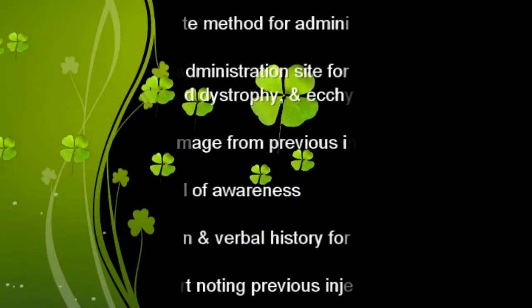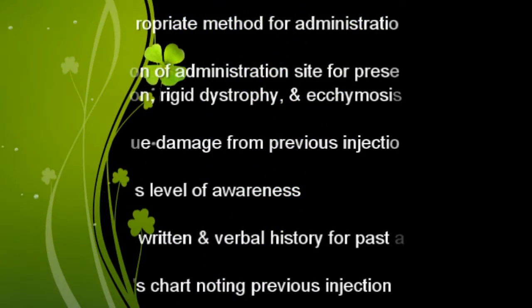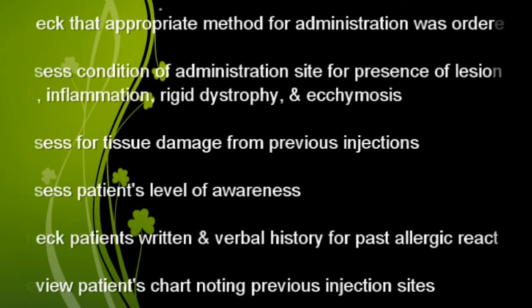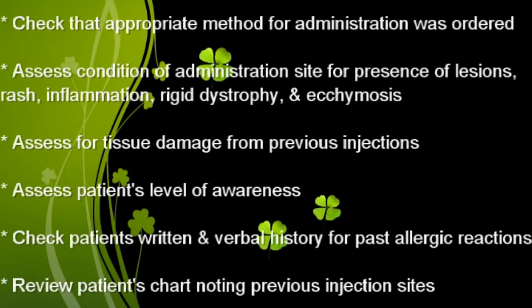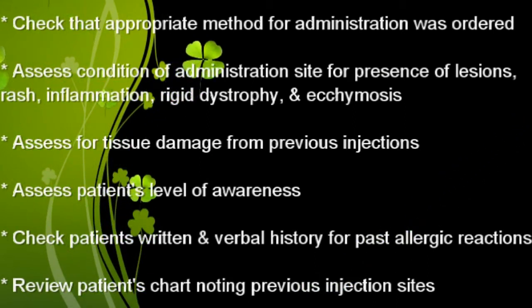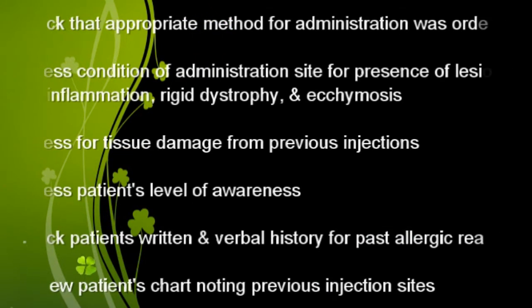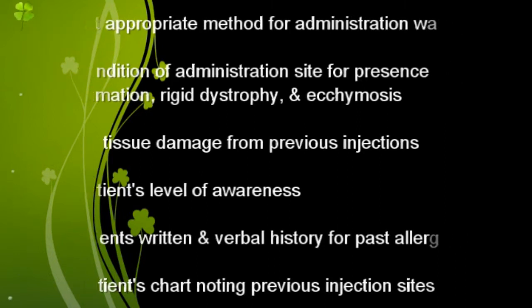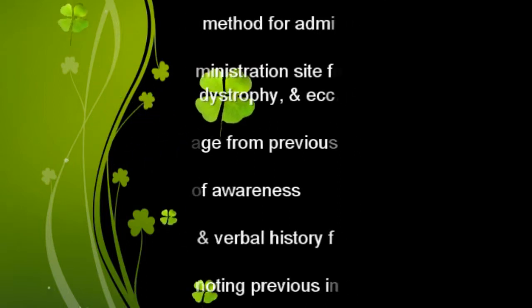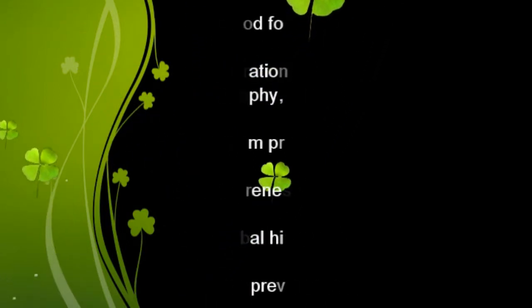Check that the appropriate method for administration was ordered. Assess condition of administration site for presence of lesions, rash, inflammation, lipodystrophy, and ecchymosis. Assess for tissue damage from previous injections. Assess patient's level of awareness. Check patient's written and verbal history for past allergic reactions. Review patient's chart noting previous injection sites.